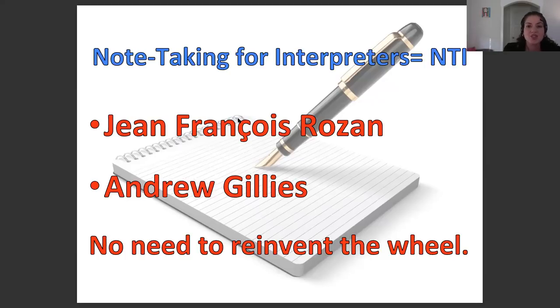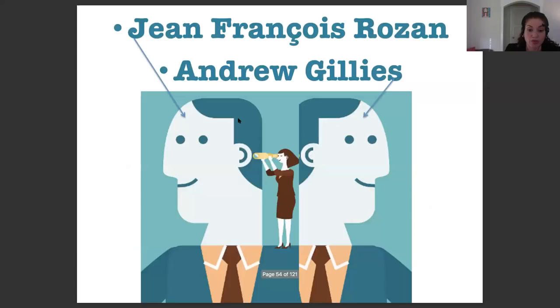They realized that interpreters don't have to reinvent the wheel. There's no need to make up your own system because there are already all these established techniques that different interpreters use that we can learn from. So it is really kind of sad that in many interpreting programs, they don't teach interpreters how to take notes in a systematic fashion, because these notes will really go a long way in helping you enhance your performance.